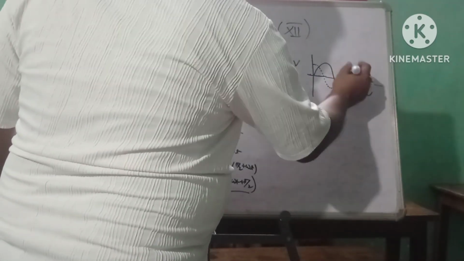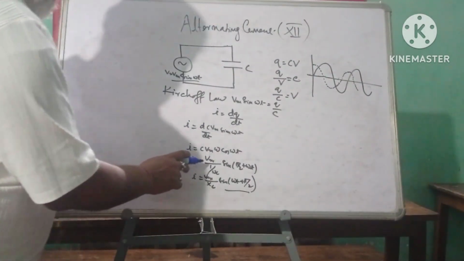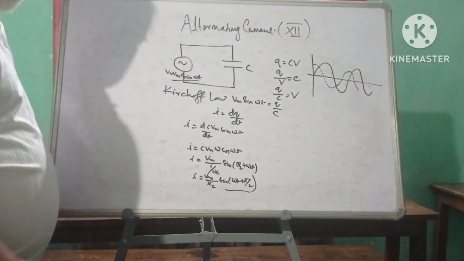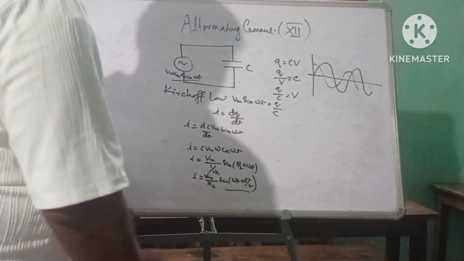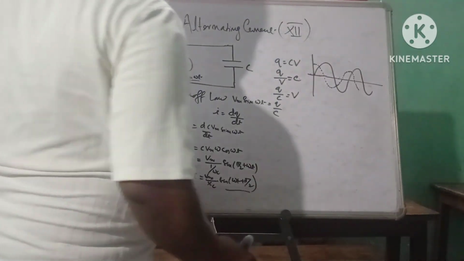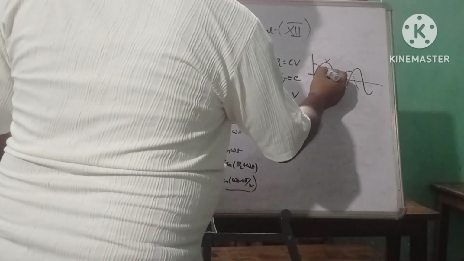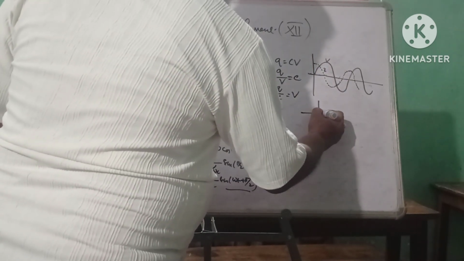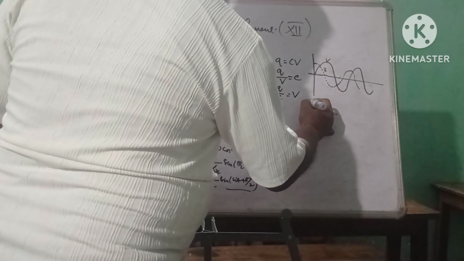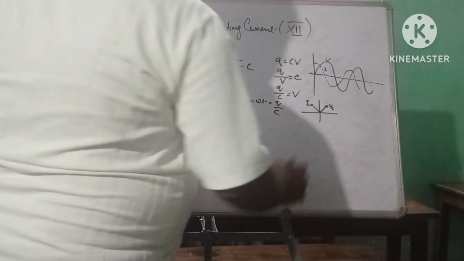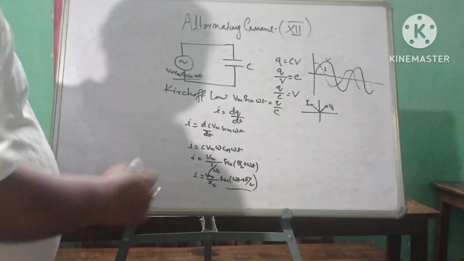So every time you see your current, that is Vm by XC. So here, this is for V and this is for I, and your phasor diagram will be, since I is ahead, this is I and this is VC, that is your V. I is ahead of V.